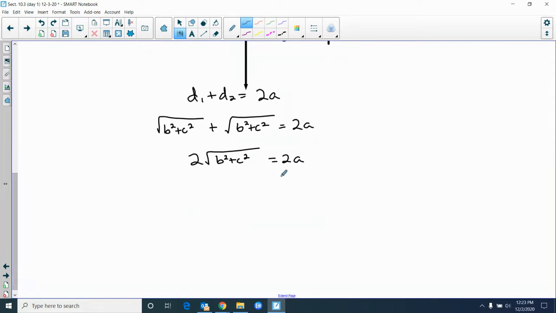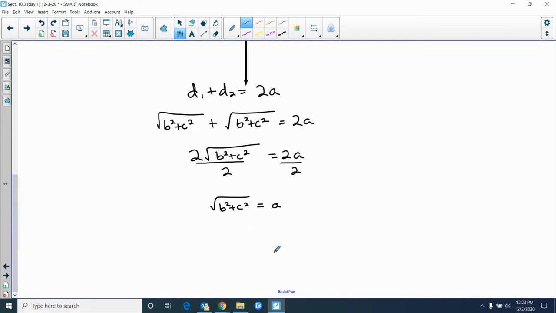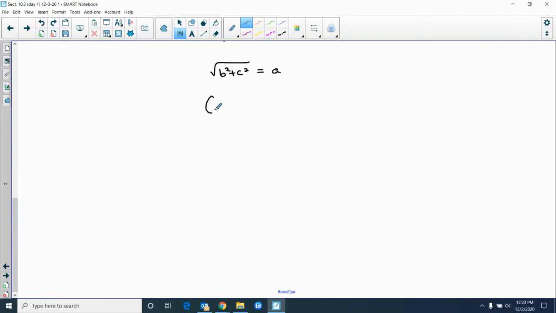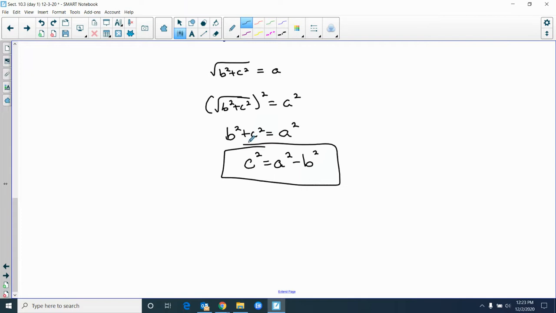We can divide both sides by 2, get rid of those coefficients, and I get the square root of B squared plus C squared equals just A. Well, that still doesn't match what we said earlier. Let's get rid of the radical. Let's square both sides. So that gives me B squared plus C squared equals A squared. And I can simply subtract B squared, and this is where we get that relationship: C squared is equal to A squared minus B squared.